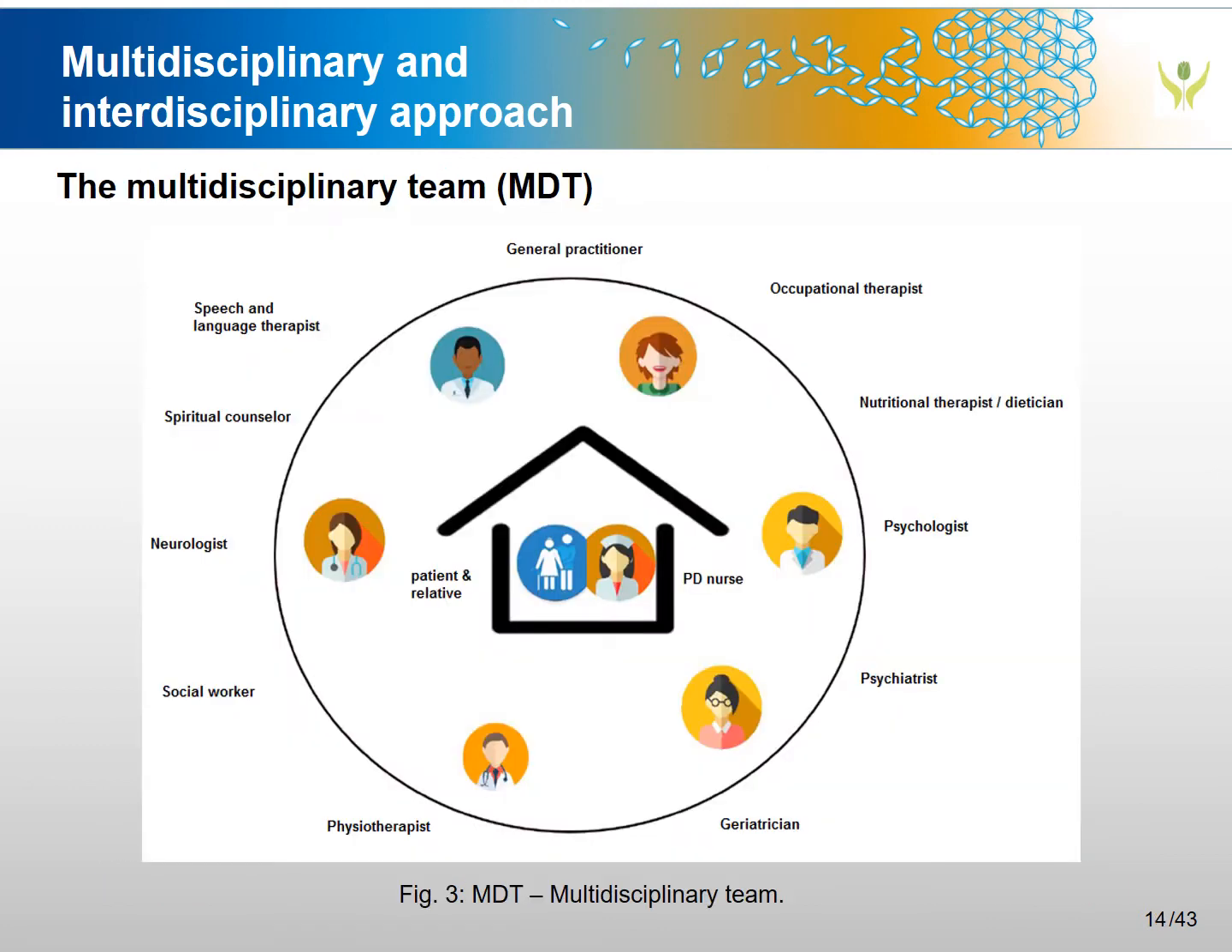Multidisciplinary and interdisciplinary care for people with Parkinson's disease is organized around and with the patient and their relatives. Several healthcare professionals are involved, and a specialized Parkinson nurse is usually assigned as care manager or case manager. Depending on the individual needs of the patient, healthcare professionals may include a neurologist, a general practitioner, a spiritual counselor, a social worker, a dietitian, a speech and language therapist, an occupational therapist, a psychologist and a psychiatrist.